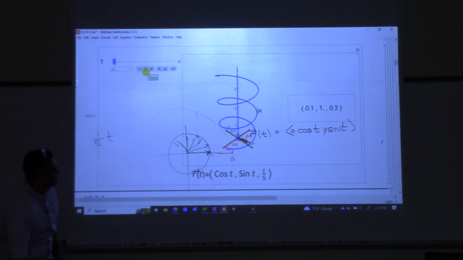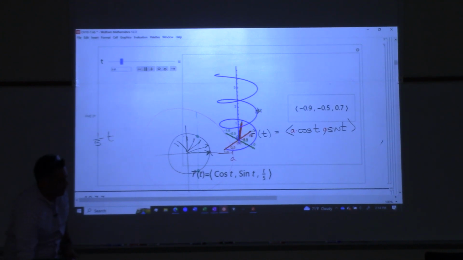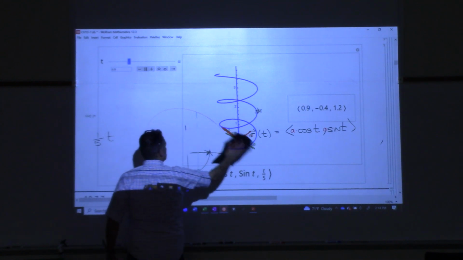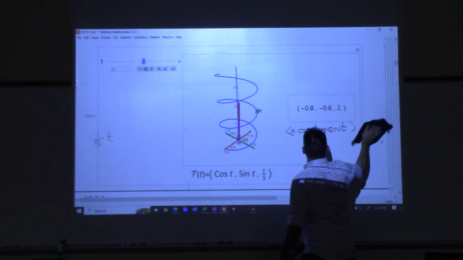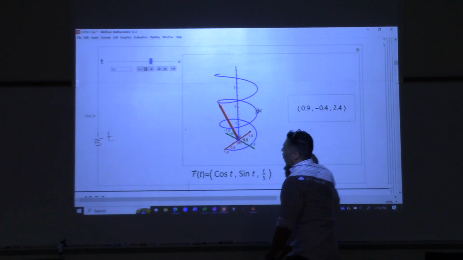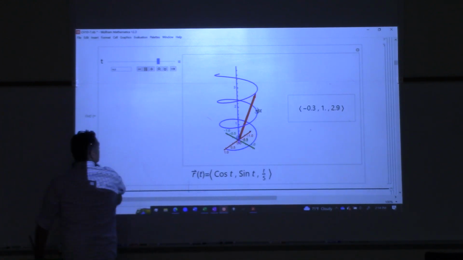So there it is. I have the computer drawing it for me. As time goes on, it draws that springy looking thing. Coil spring, right?